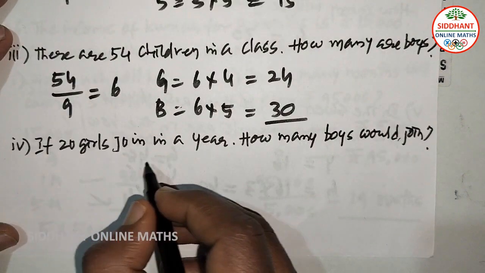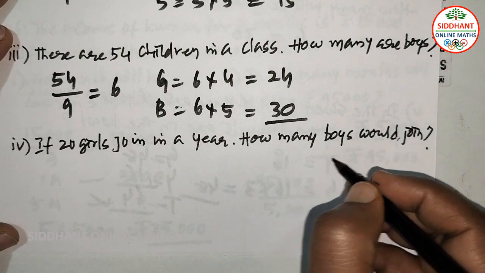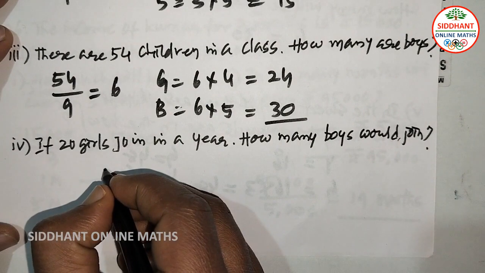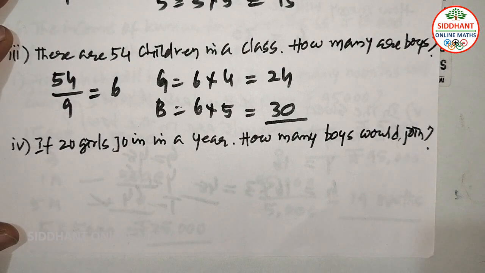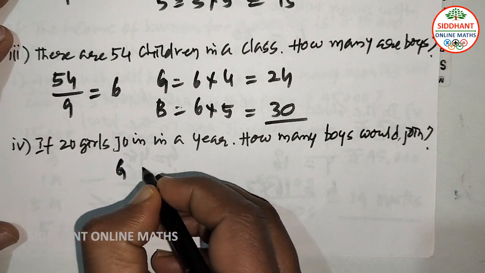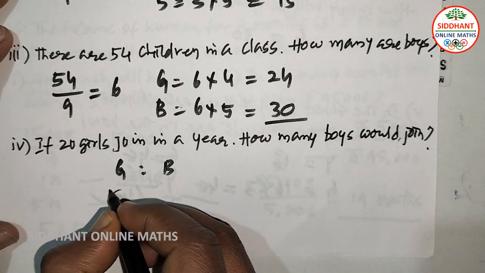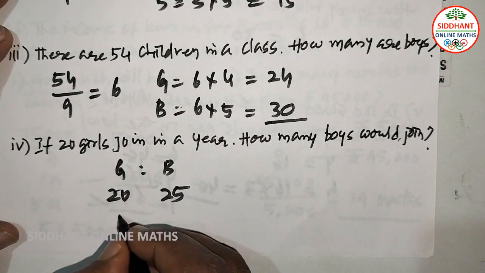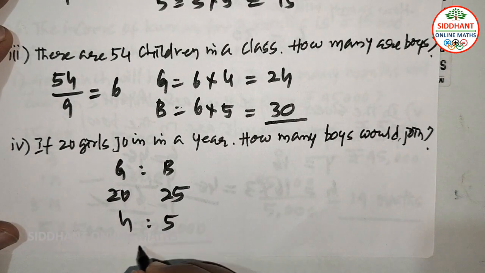Fourth one, if 20 girls join in a year, how many boys would join? So we know the ratio of girls to boys is 4:5. Girls plus boys, that means here 20 are joined, means here 25 you are going to see, because the ratio is 4:5.